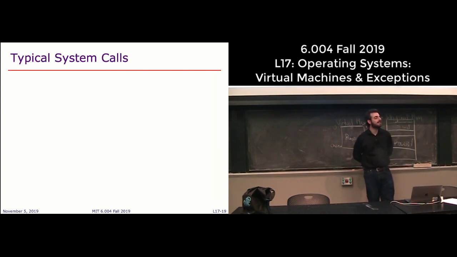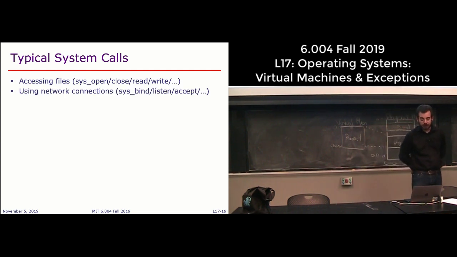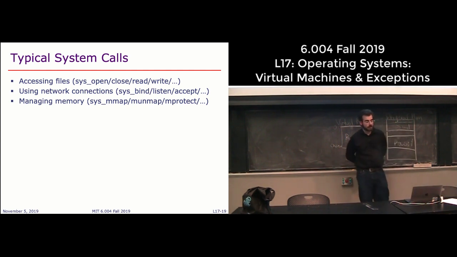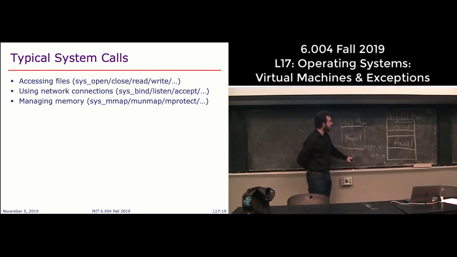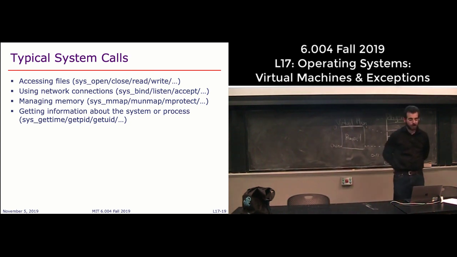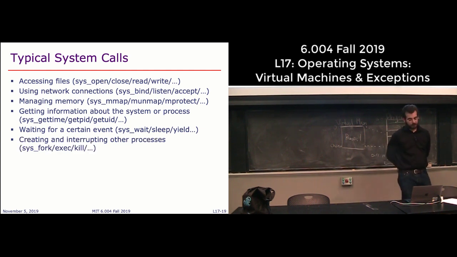So there are many system calls in Linux. The main ones are, for example, for accessing files, using network connections, managing memory. So for example, you can allocate more memory. You can give up some of your existing memory. You can ask things like, what is the current time? What is my current ID? What's the user who's running this application? You can wait for certain events, and so on. You can create other processes, and so on and so forth.